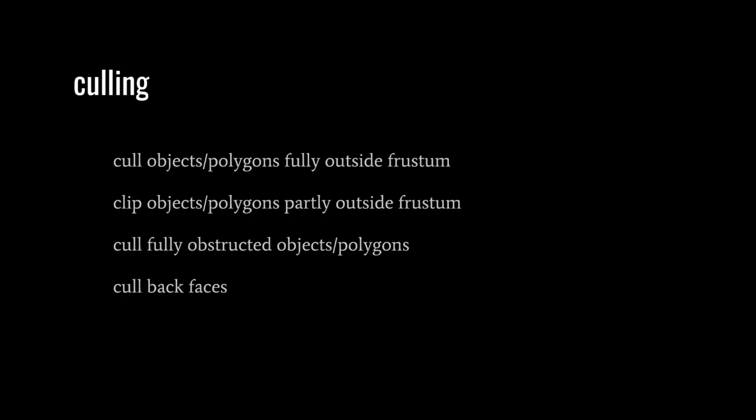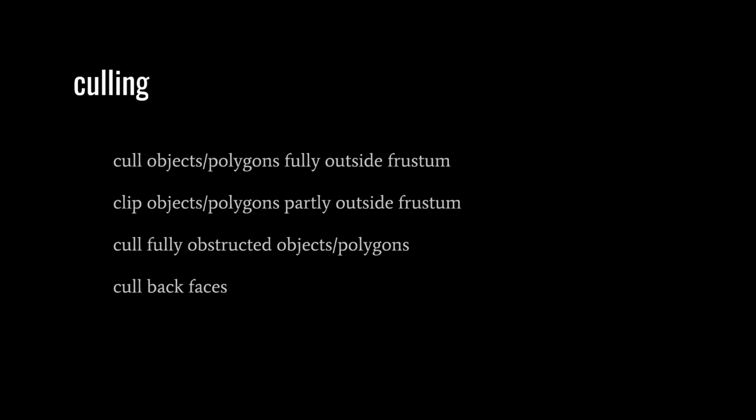Then you have the cases of objects and polygons that partly overlap the frustum and partly fall outside. And for those, we typically want to clip them. So say you take a triangle that's partly sticking out of the frustum and you divide it into two triangles that are fully within the frustum, discarding the part that doesn't fit in the frustum.